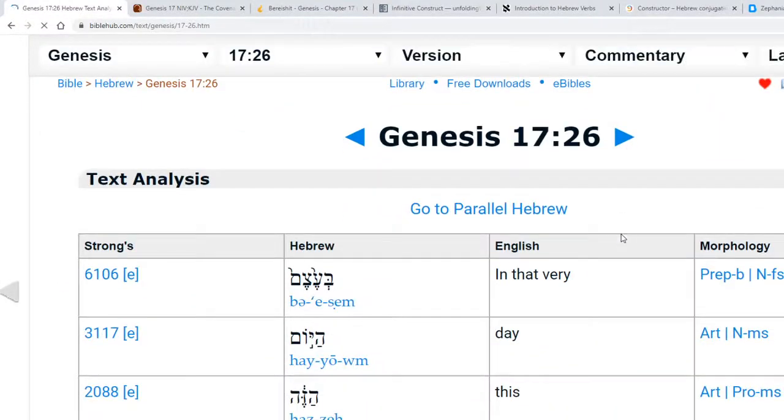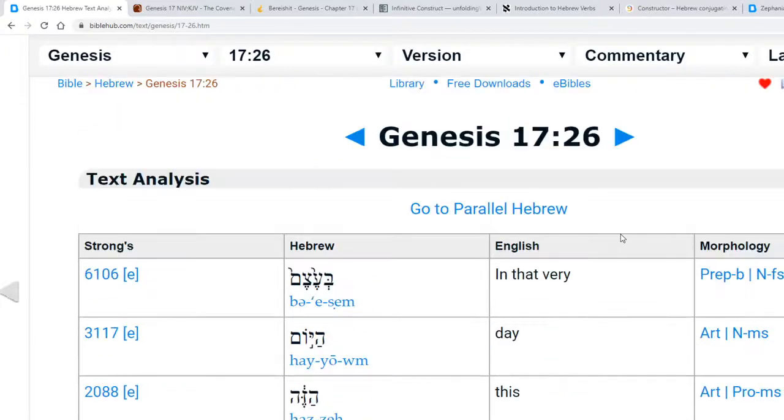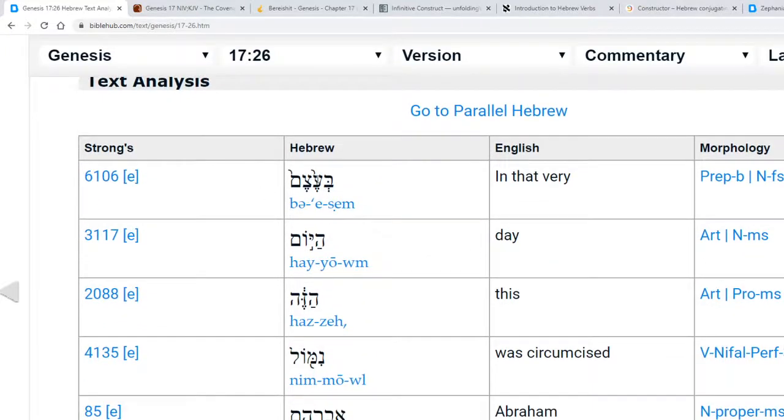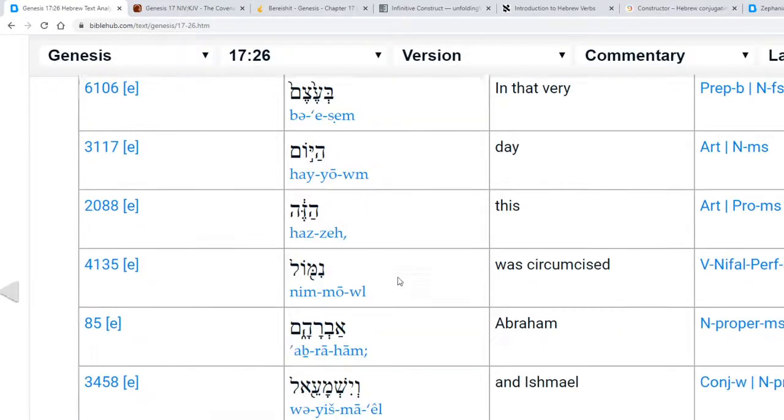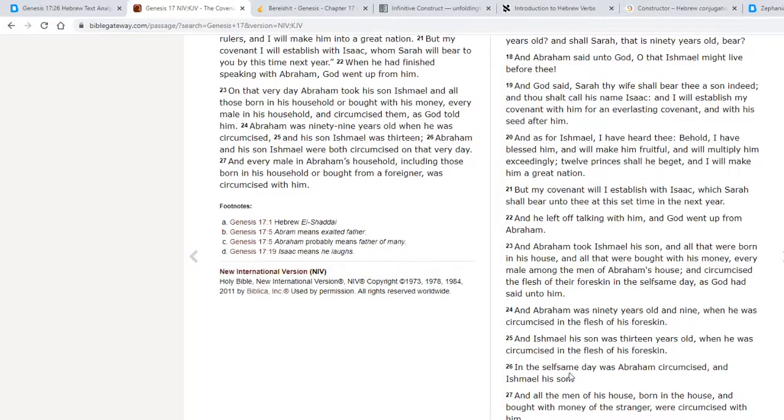Okay. Verse 26. Be'etzem hayom hazeh nimol Abraham v'Yishmael beno. So it's kind of repetitive, but prepositional bet, etzem, like we said, in the essence, in the substance of that very day, hayom hazeh, of that particular day. Nimol, were circumcised, in the Nifal. Abraham v'Yishmael beno, Abraham and his son. King James: In the self-same day was Abraham circumcised, and Ishmael his son. NIV: Abraham and his son Ishmael were both circumcised on that very day.